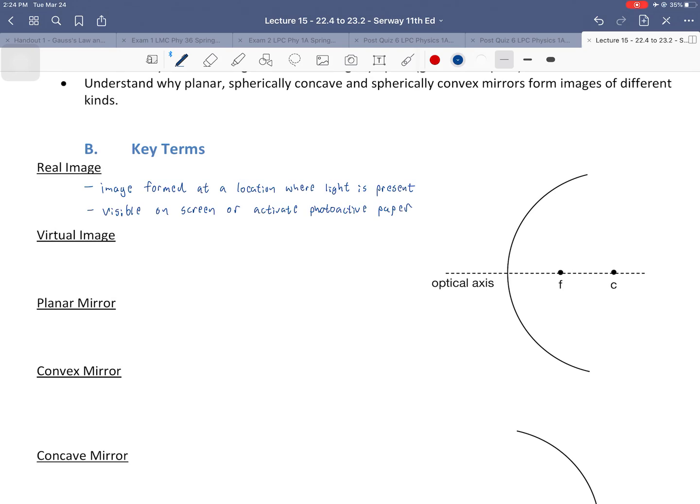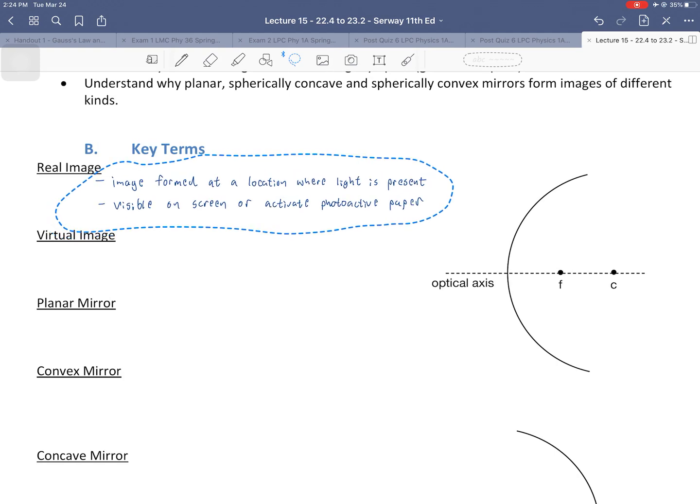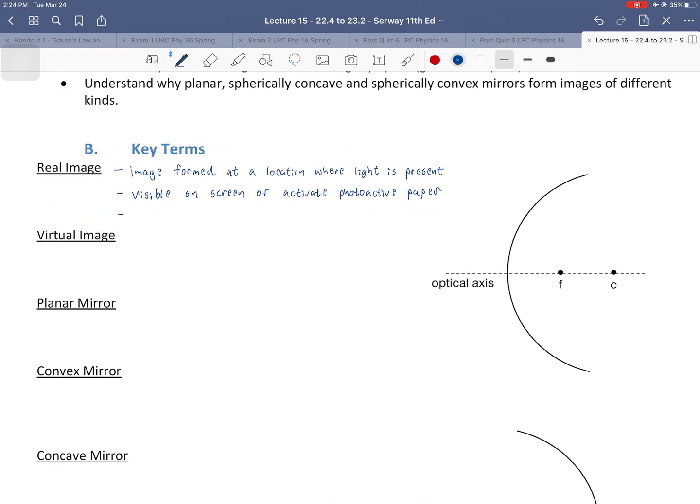Now, interestingly about real images, I want to make two more points here. They're invisible to the human eye, and mirrors do not form them. So for now, we're not really going to have anything else to say about real images. We will come back to them when we talk about lenses. But for now, we're not going to see any real images in our discussion of mirrors.